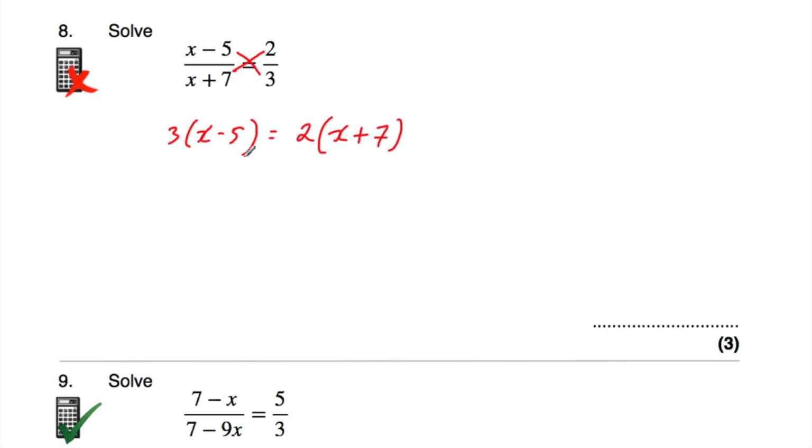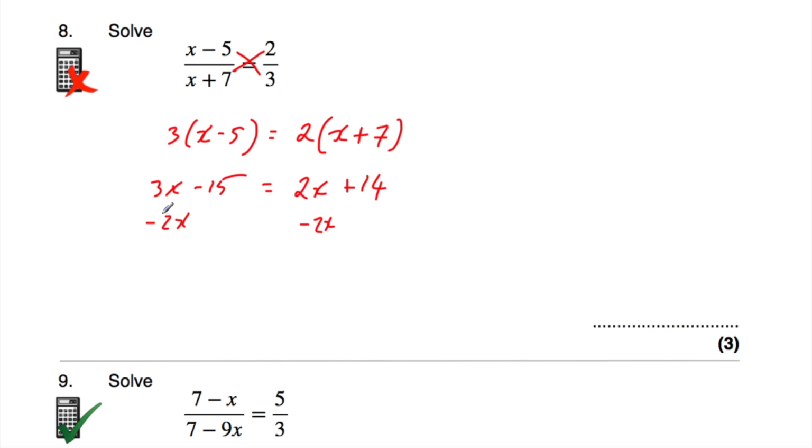Now, if we want to solve this equation, we can just expand our brackets. So 3 times x is 3x. And 3 times minus 5 would be minus 15 equals 2 times x is 2x, and then 2 times 7 will be plus 14. Okay, so we've now got 3x minus 15 equals 2x plus 14. So we've got x's on both sides of the equation. So let's get the lowest number of x's, which is 2x, and get rid of those. So let's take away 2x's and take away 2x's from both sides of the equation.